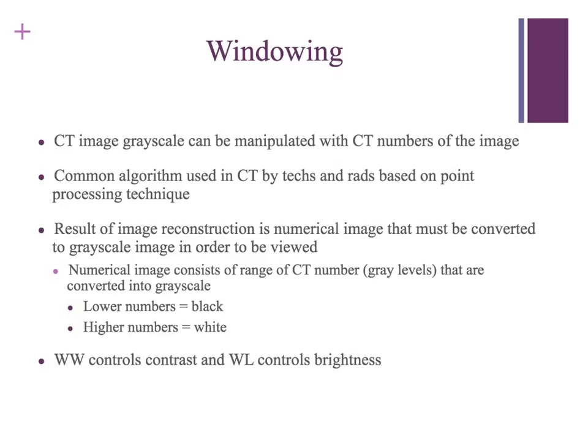The CT image is reconstructed from the projection data collected from the patient, and the result of the image reconstruction is a numerical image. This numerical image must be changed into a grayscale image in order to be viewed by technologists or radiologists. The numerical image consists of a range of CT numbers, which are also called gray levels, and these numbers are converted into grayscale, with the lower numbers assigned to black and the higher numbers assigned to white. The picture contrast and brightness are easily changed with the two control mechanisms that are called window width, which controls the contrast, and window level, which controls the brightness.